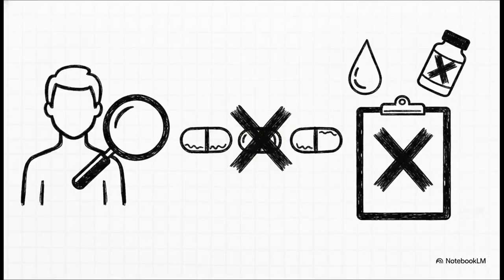Well, it starts by knowing who to test. Doctors are looking for high-risk red flags, things like an abrupt onset of hypertension, especially if the patient is under 30 or over 55, or if their blood pressure just completely ignores a standard 3-drug regimen.